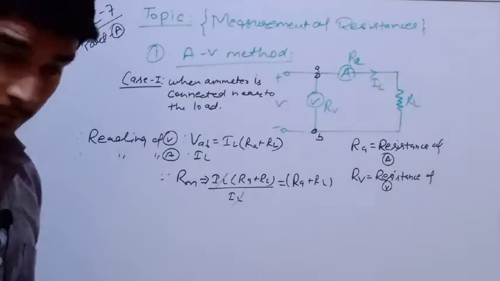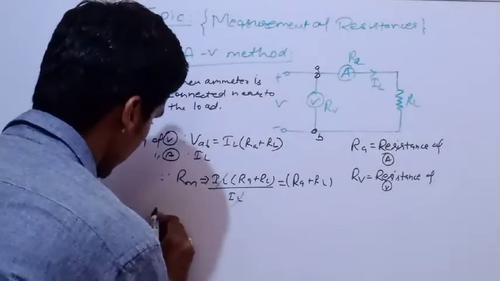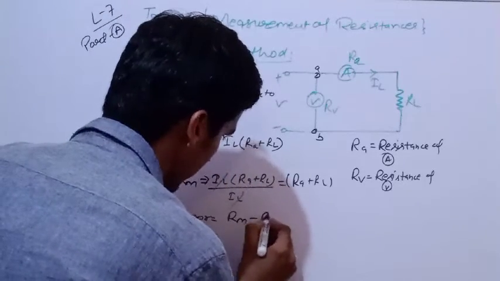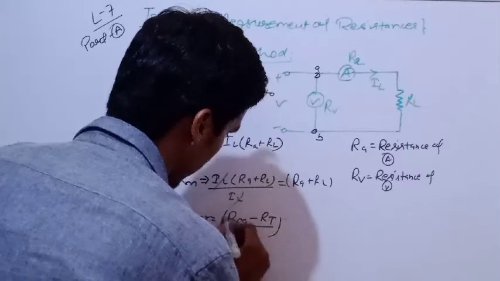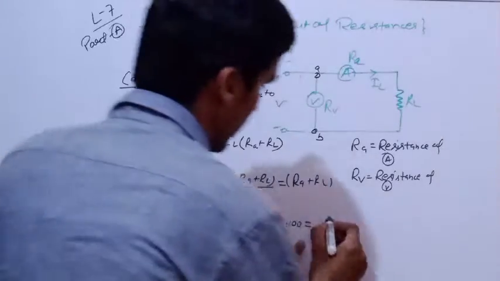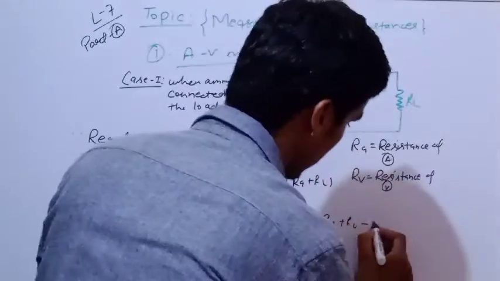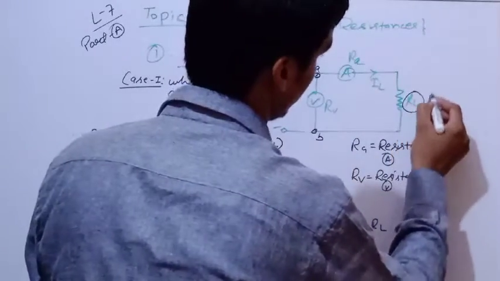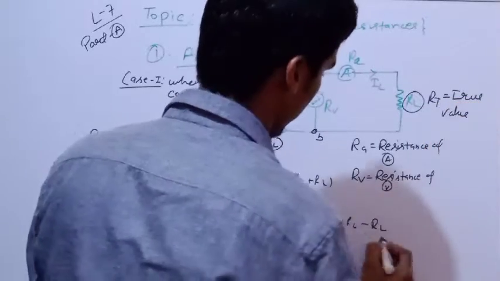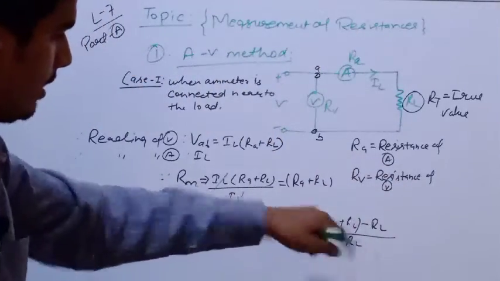You can also find out the error. What will be the percentage limiting error? What will be the percentage error? Percentage error will be equivalent to measured value minus true value, divided by true value, into 100. So the measured value is equivalent to RA plus RL. RA plus RL minus the true value, which is RL, because this is the true value, divided by RL. Okay, RL and RL will get cancelled.